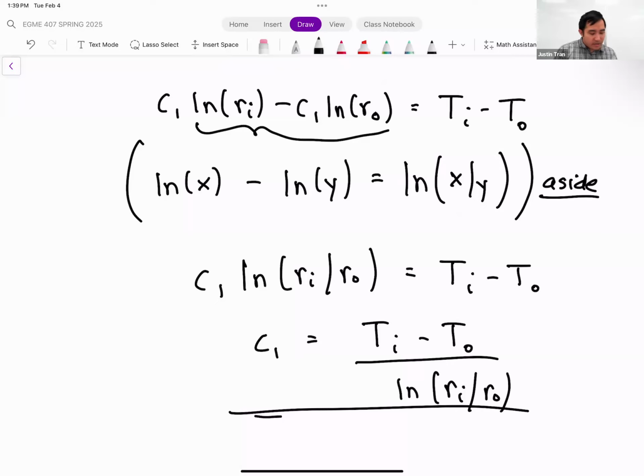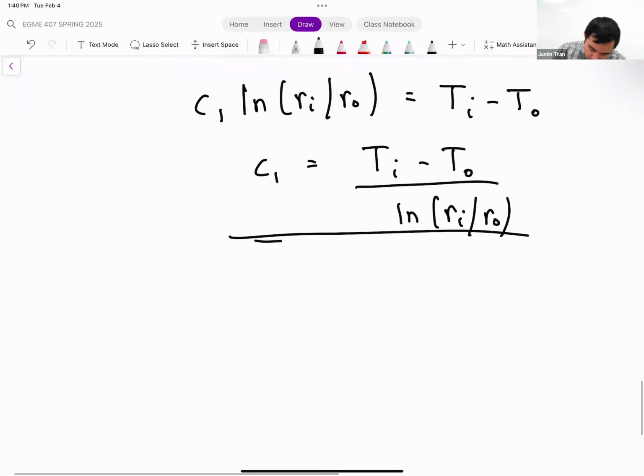Literally, besides some very nasty proofs that I got in graduate school, this is probably the only time I've ever invoked this natural logarithm rule. But it's useful here. It does clean things up a bit. Any questions on how we got this result here? Okay, cool. So that's one of the constants. We still need to solve for the second one.